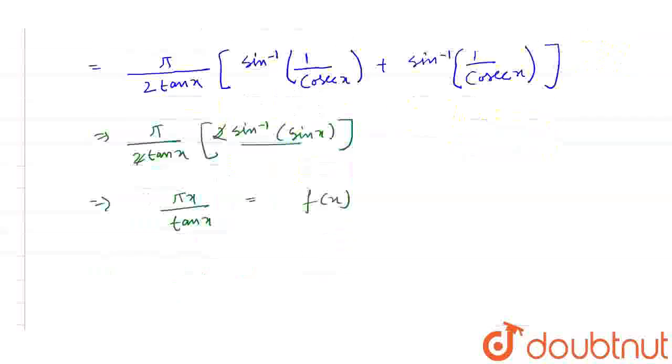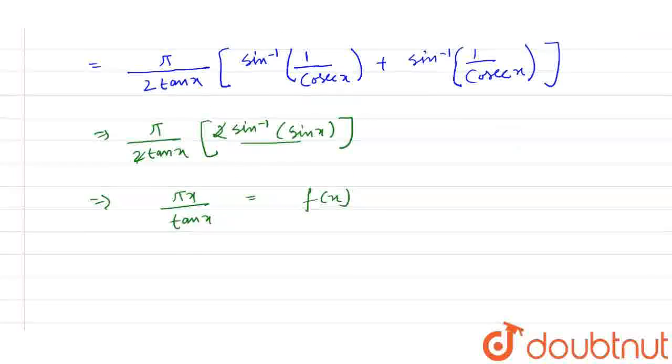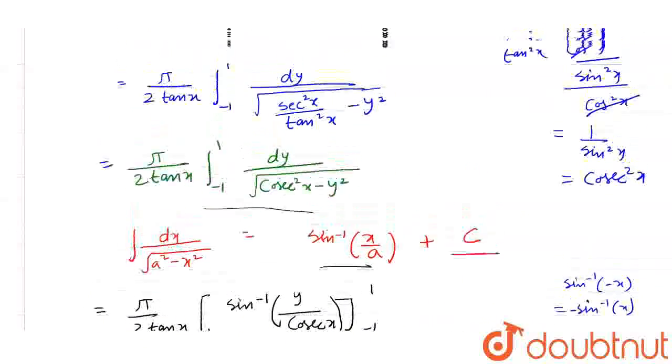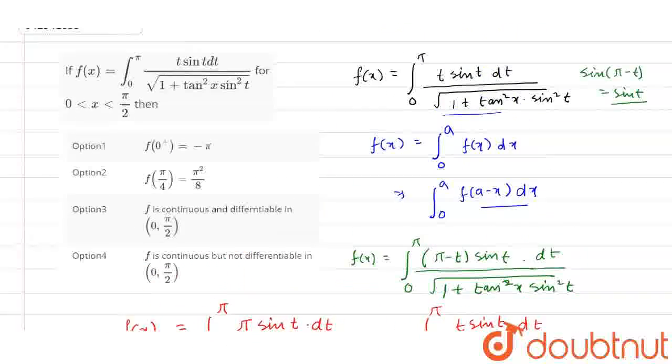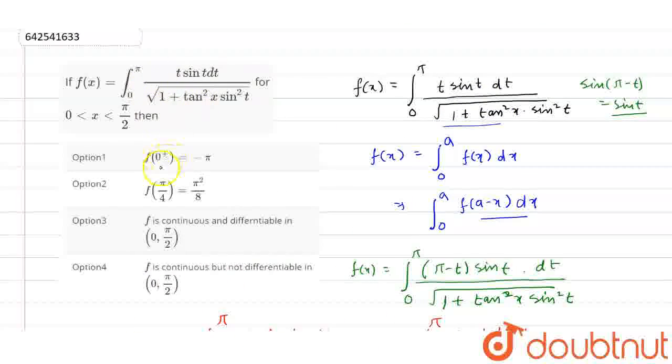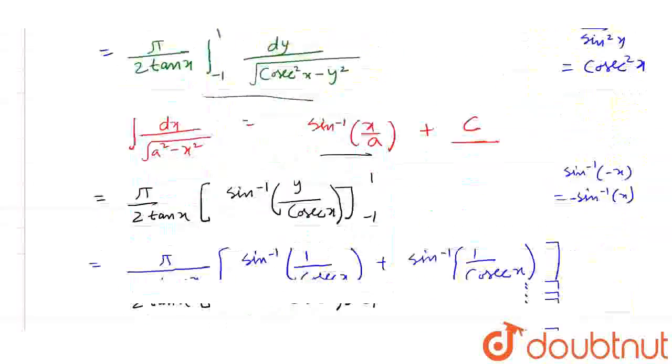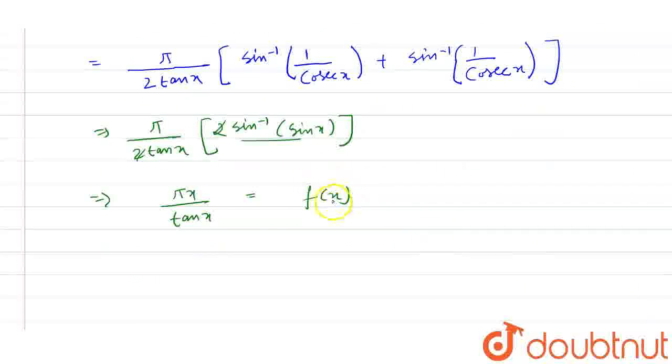Now to verify all the options, the first is f(0) is equal to minus pi. If we put the value of x is equal to 0, we get f(0) is equal to 0 upon tan 0, that is equal to 0. So the first option is incorrect.